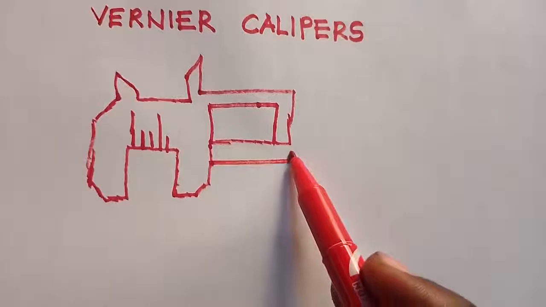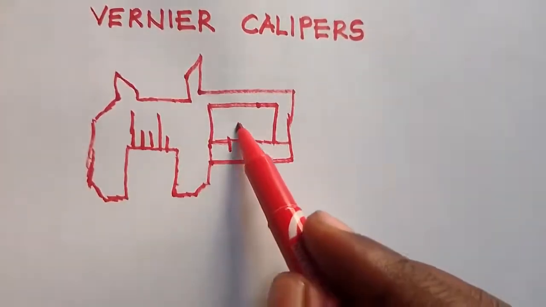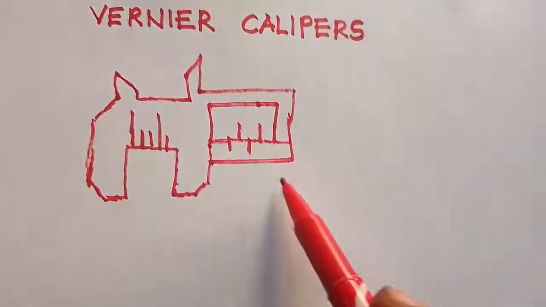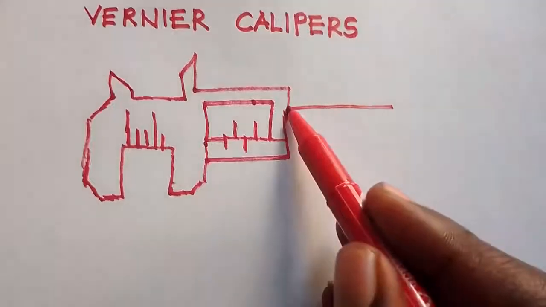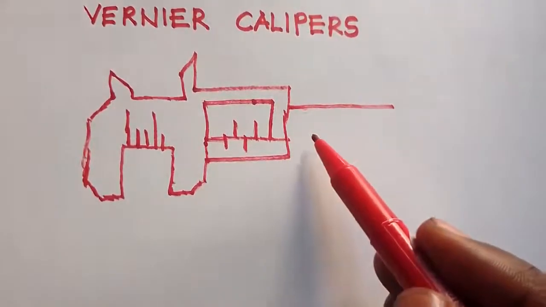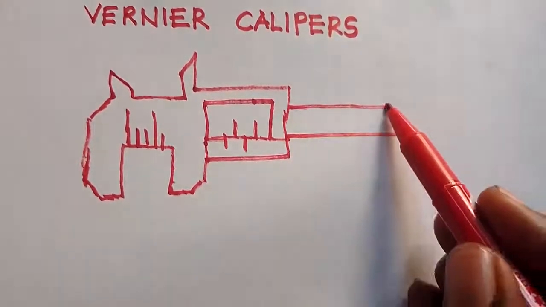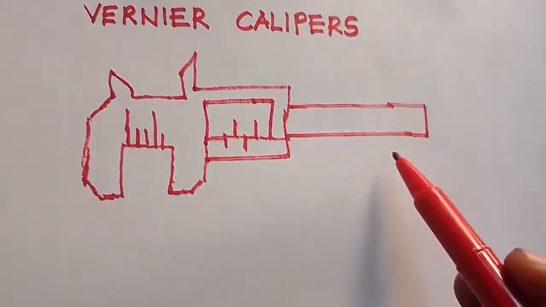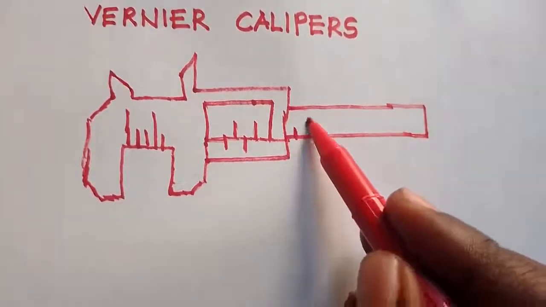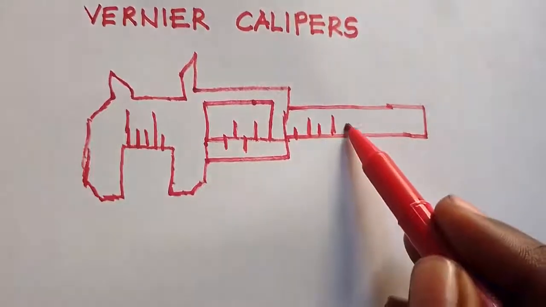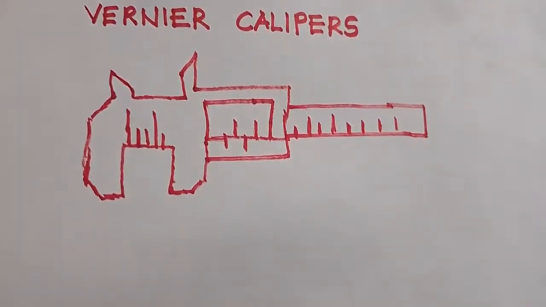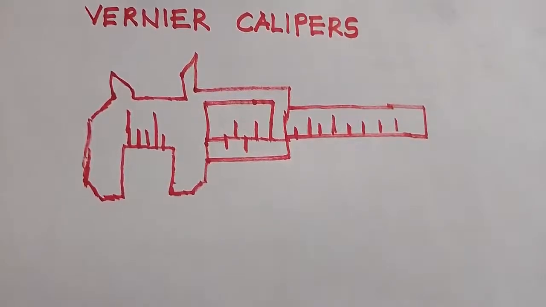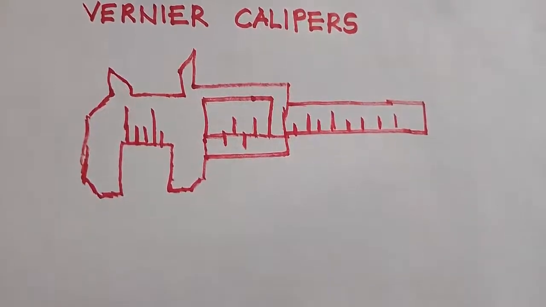We've got something here like this. Hope you are able to see. What you need to get is the information. Like this, we also have a scale there. So this is just how a Vernier calipers is.